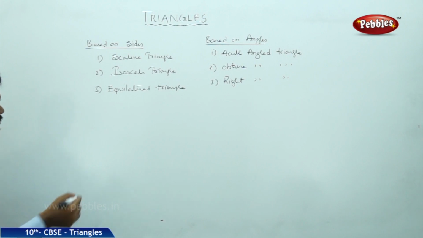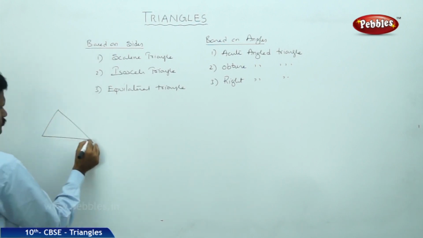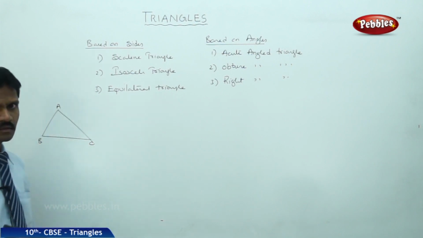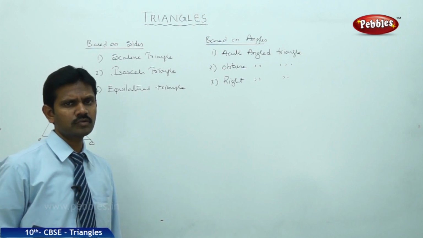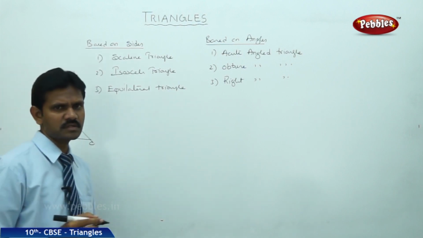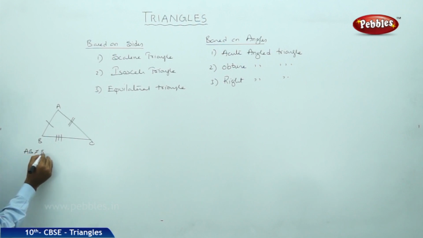Based on sides, that is scalene triangle, ABC. A triangle in which no two sides are equal. That is, all the three sides have different measurements. That is, AB not equal to BC not equal to AC.